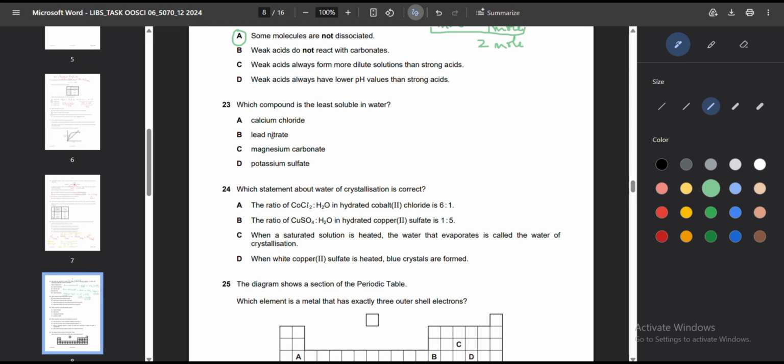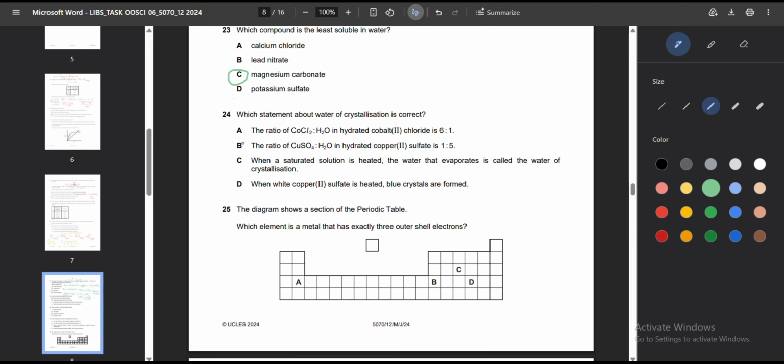water. Lead nitrate, all the nitrates are soluble in water. Potassium sulfate, again this is a compound of group 1. Potassium belongs to group 1. In group 1 all the compounds are soluble, but the carbonates of group 2, magnesium belongs to group 2, carbonates of group 2 are less soluble in water. Okay, you can say insoluble or least soluble in water.